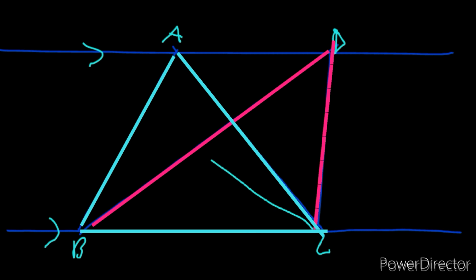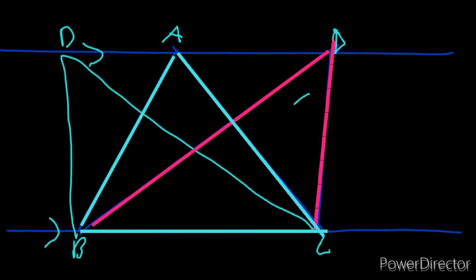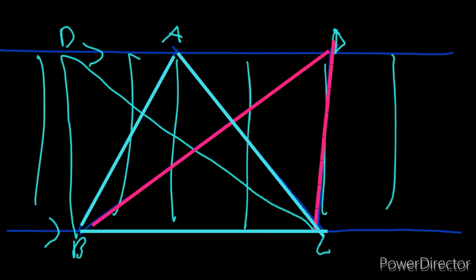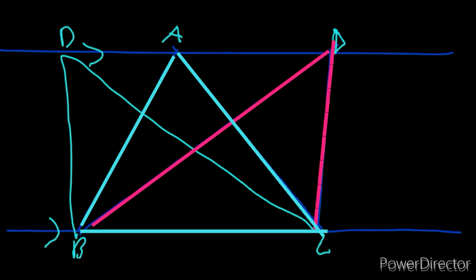So even if I were to draw a third triangle over here, the area of this triangle will be the same as the area of this triangle and the area of this triangle. Why? Because they're all sharing the same base and they've got exactly the same height. No matter where I draw a vertical line, those vertical lines will be the same length. So that is the theory.